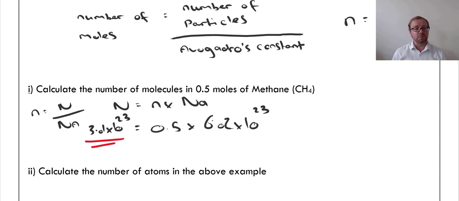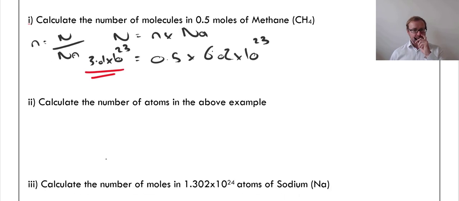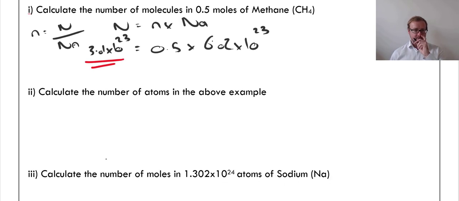Now I've used this formula, but I probably could have done it in my head, but it's always best to use the formula because I know that 1 mole of anything contains 6.02 times 10 to the 23. So if I have half that amount, I must have half the amount of Avogadro's constant, which equals 3.01 times 10 to the 23. Okay, moving on. Calculate the number of atoms in the above example.